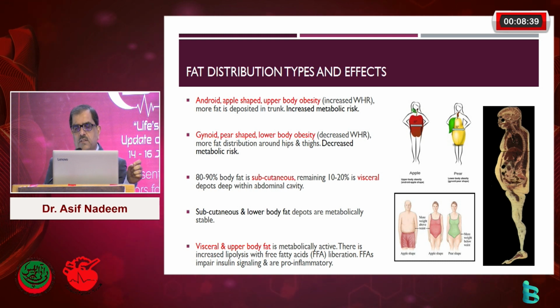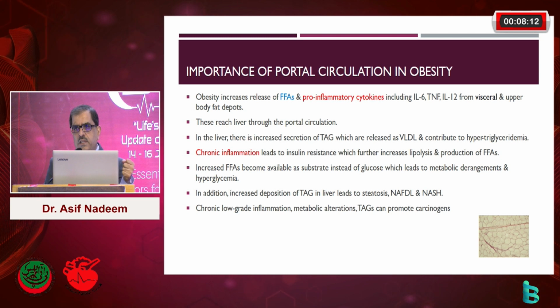Then there are subcutaneous fats and visceral fats. Subcutaneous fat is metabolically stable, but visceral fat is metabolically active. To cut it short, visceral and upper body fat is metabolically active. There is increased lipolysis with free fatty acid liberation. Free fatty acids impair insulin signaling, and they are pro-inflammatory. The next 2 or 3 slides are very important because they give us the clue why obesity is a risk factor for ischemic heart disease.